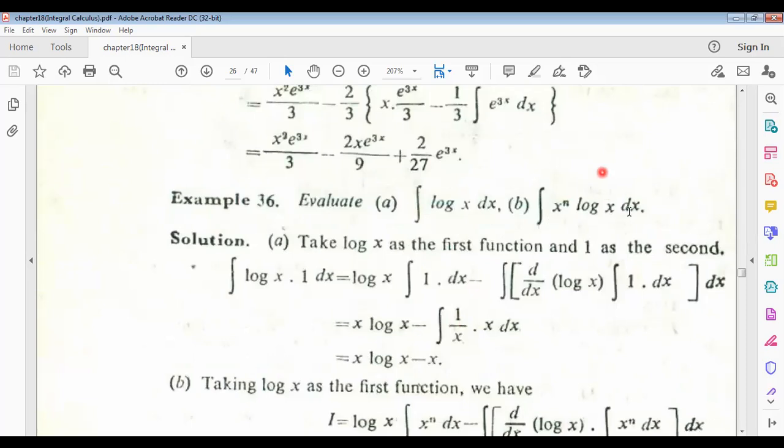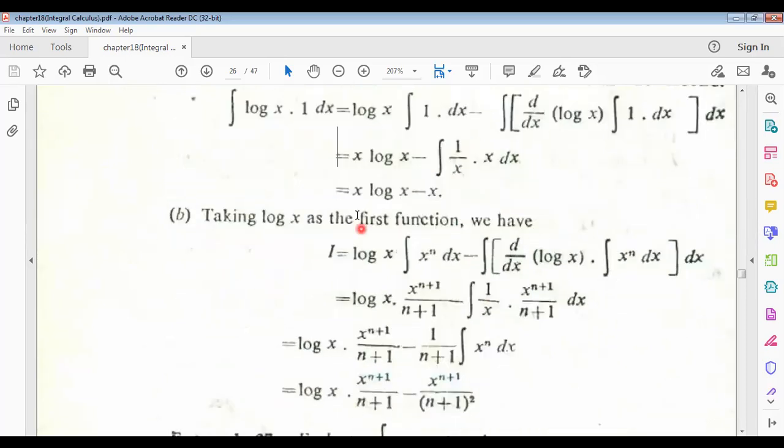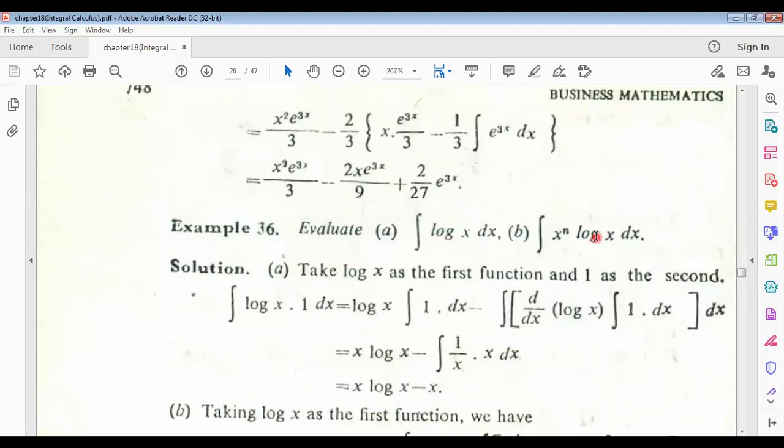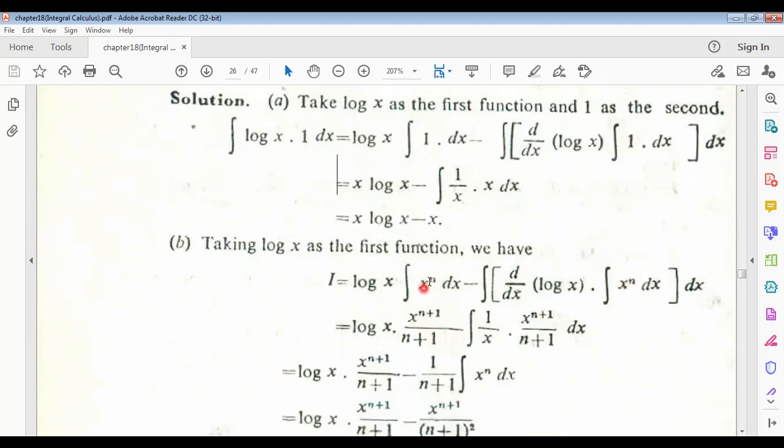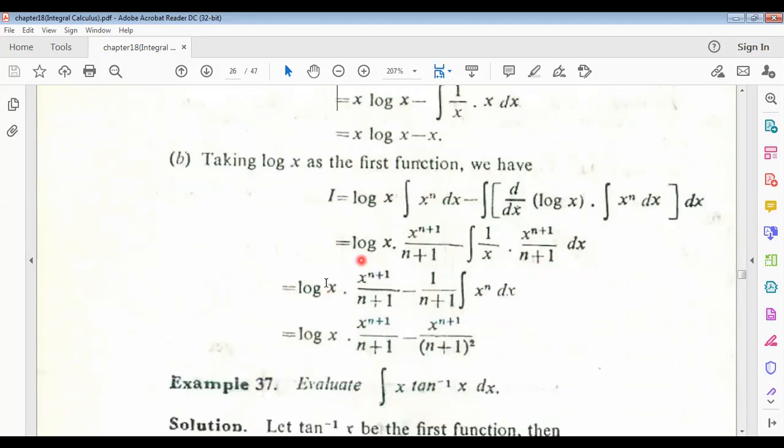Similarly, we can find the second integration. Log x will be u and x to the power n will be v. So u into the integration of v minus the integral of the differentiation of u, that means 1 by x, and the integration of x to the power n. Using the power rule, the integration of x to the n is x to the n plus 1 divided by n plus 1. So we have log x and x to the n plus 1 divided by n plus 1.